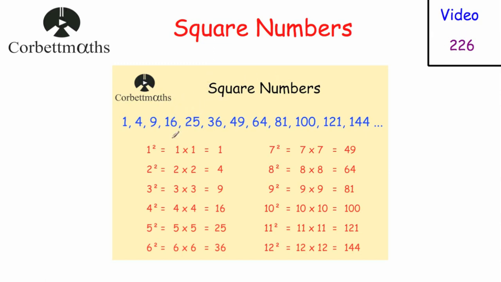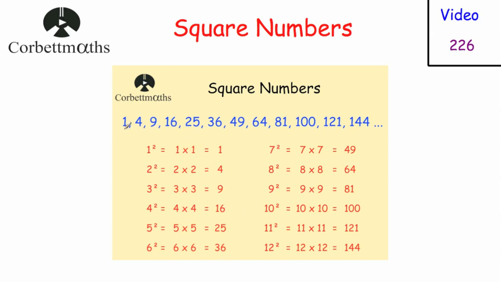A square number is a number that you find by doing 1 times 1, 2 times 2, 3 times 3, and so on. So 1 times 1 is 1, so 1's a square number. 2 times 2, or 2 squared, is 4, so 4 is a square number. 3 squared, that's 3 times 3, which is 9, so 9 is a square number. 4 times 4 is 16, so that's a square number, and so on.